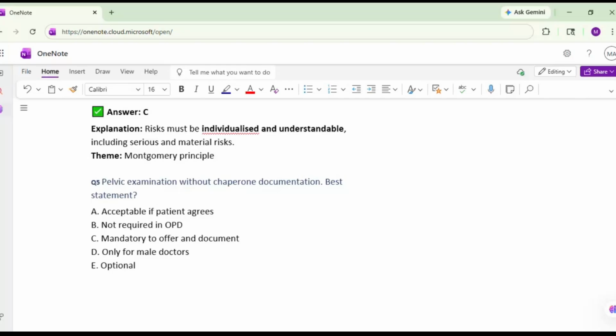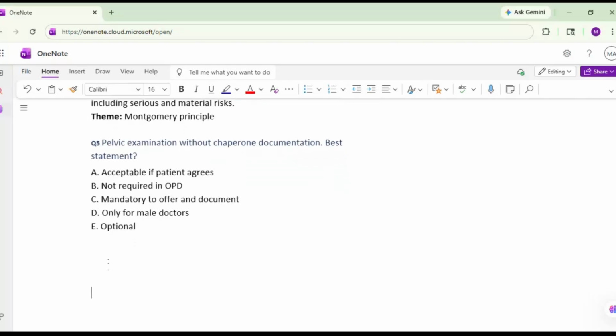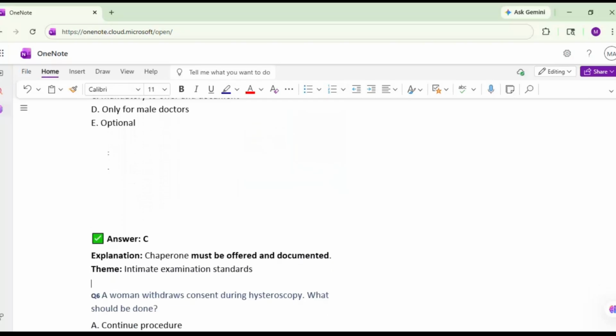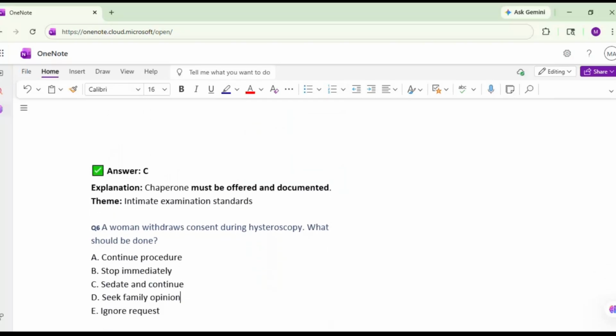Yeah, next. Pelvic examination without chaperone documentation. Best statement: acceptable if patient agrees; not required in OPD; mandatory to offer and document; only for male doctors; optional. So it is C, mandatory to offer and document. Yes, a chaperone must be offered and documented. Next.